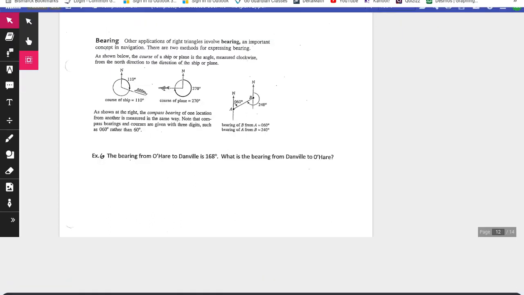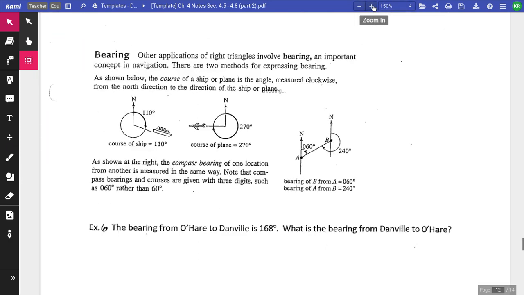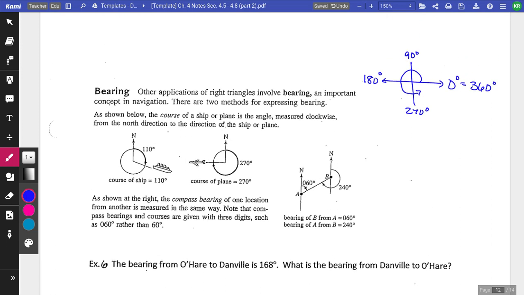Okay, so the first thing we need to talk about is that what we've been used to as far as measuring angles is that you start at 0 degrees here, and then you travel counterclockwise around the circle. So 90 degrees, 180 degrees, 270, and then takes you back to 360. Okay, when you are dealing with bearing, that is not how bearing is calculated.